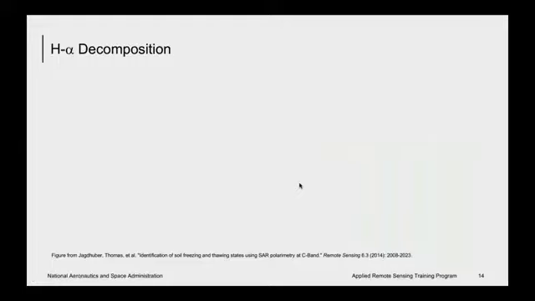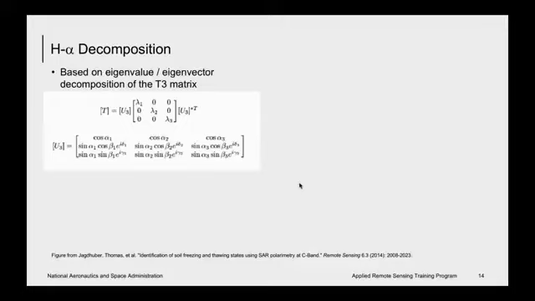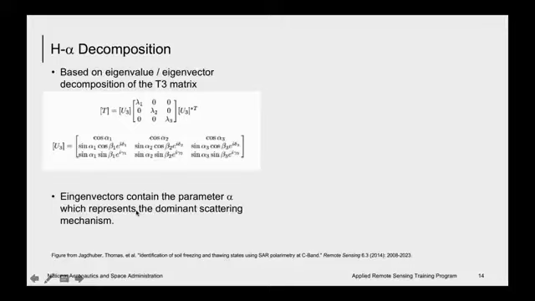So we talked about H. What about alpha? Alpha is also based on the same decomposition. It's another output that you get out of the same decomposition. And this is alpha. It's part of the eigenvector result. And the important thing to know is that alpha is an angle, and it represents the dominant scattering mechanism in your pixel. And this is how it's calculated.